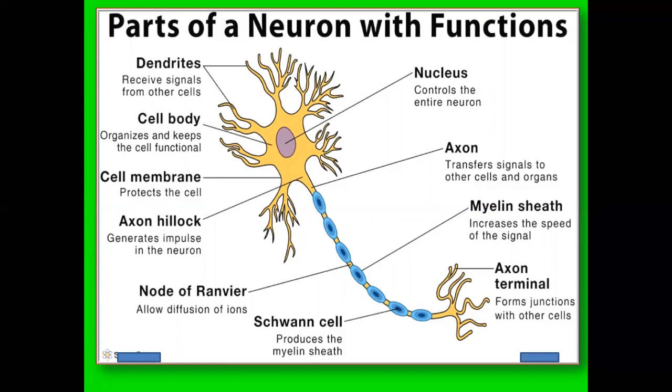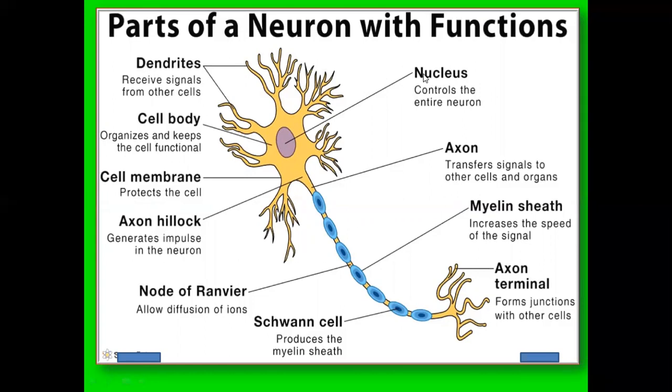You can see dendrites here. And what is the function of the dendrites? They receive signals from other cells. Receiving signals from other cells means conducting nerve impulse from other cells to the cell body. Is it clear?